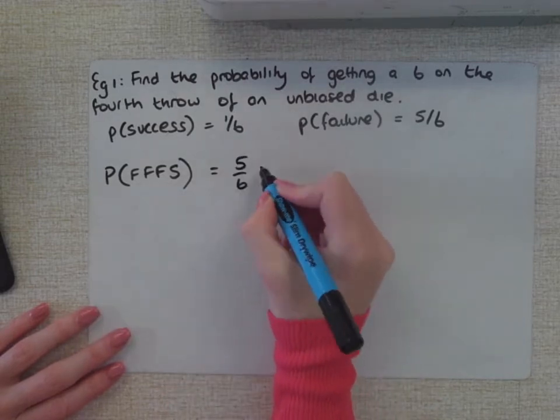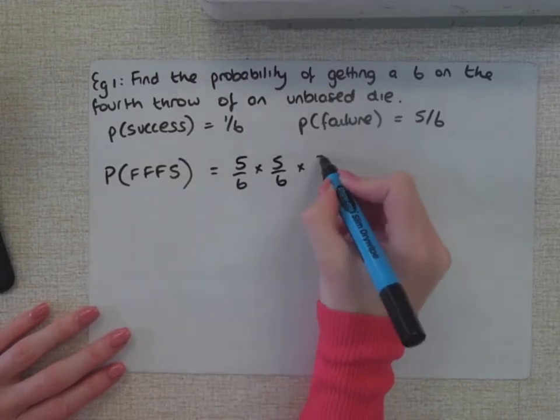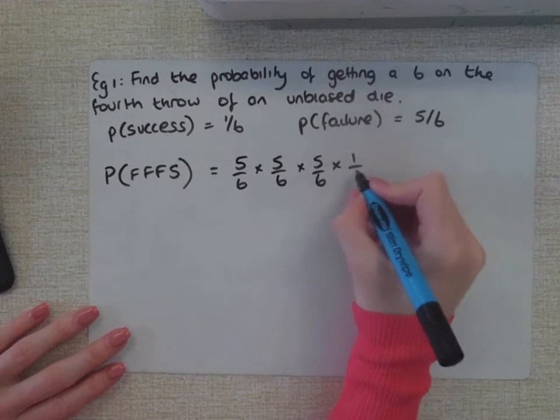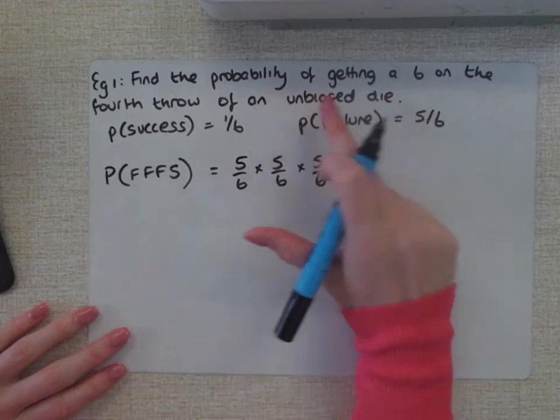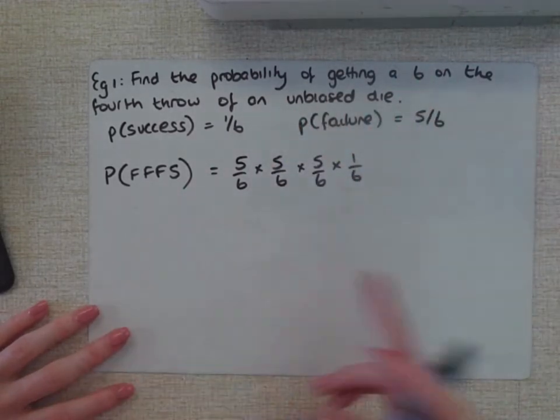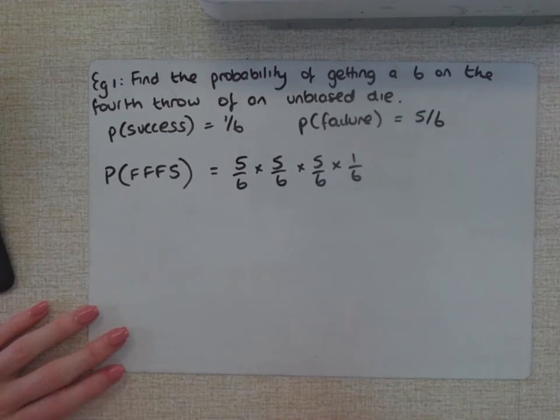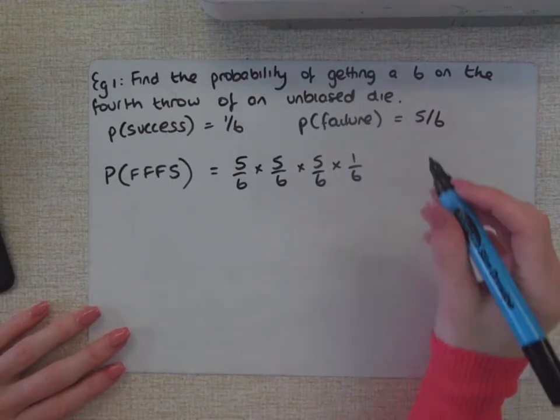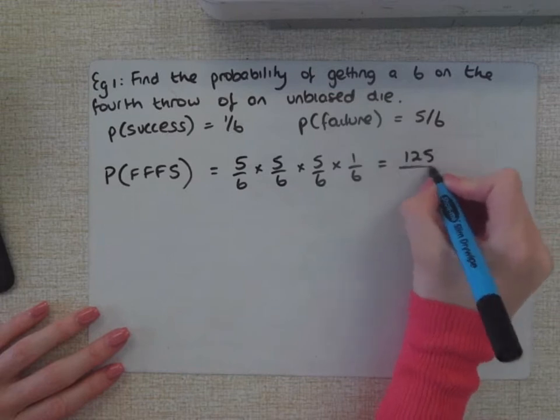So 5/6 by... Yeah, you just assume that because I'm only getting a 6 on the fourth throw, that means you didn't get a 6 before that. So that's my answer.